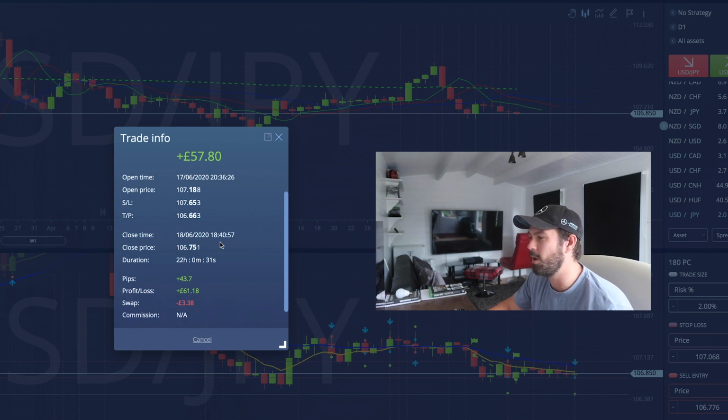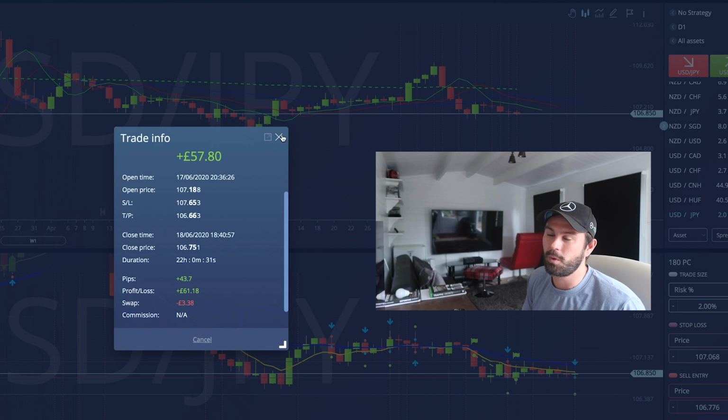So again, when you are using a higher time frame, it does take a lot longer to hit your take profits, and you will be paying swap fees. So my swap fees on this trade was £3.38. I believe that was okay to hold my trade overnight.